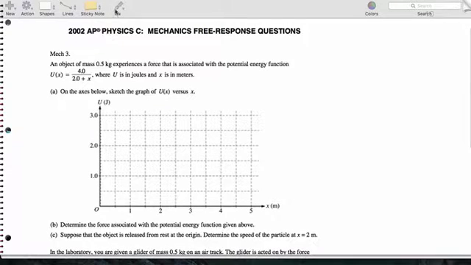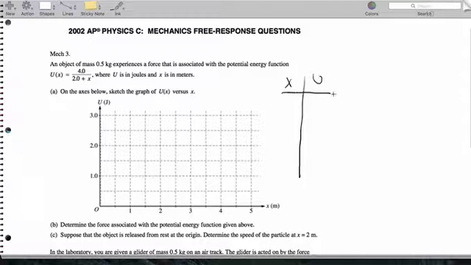All right, so problem number 3, let's go ahead and see if we can get a table for this graph. So we want to graph u versus x. Let's get a column here. So when x is 0, u is 2. When x is 1, u is 4/3. When x is 2, u is 1. When x is 3, u is 2/3.